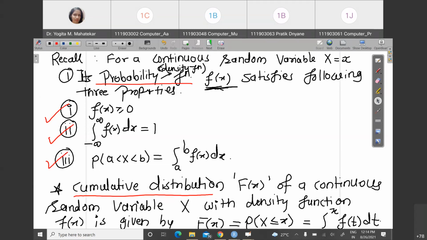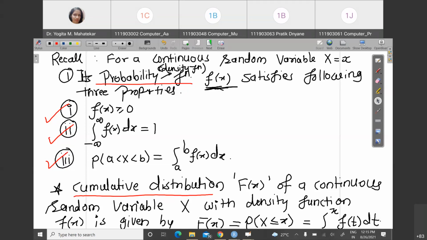Now we also have seen what is meant by the cumulative distribution, capital F of x, of a continuous random variable capital X, which has density function small f of x. So what is capital F of x? Capital F of x is the probability that capital X is less than or equal to x. In case of a discrete random variable, it is a sum of f of t for all t less than or equal to x. So you have to add the probabilities till that x. This is how to define the cumulative distribution of a random variable capital X.